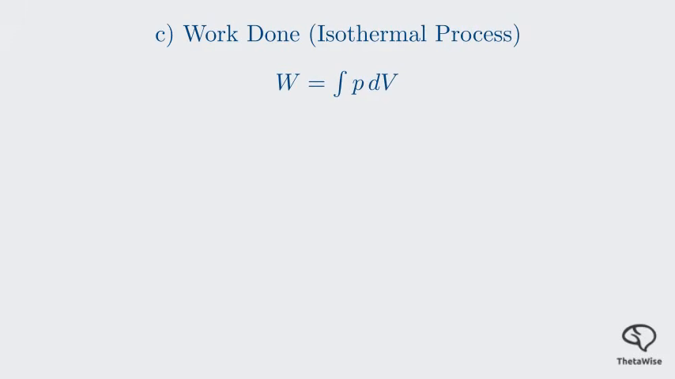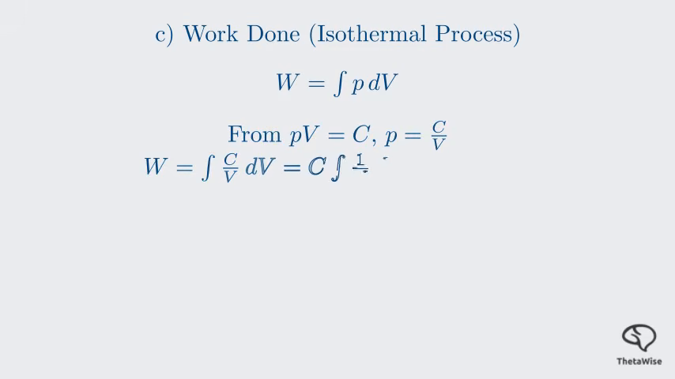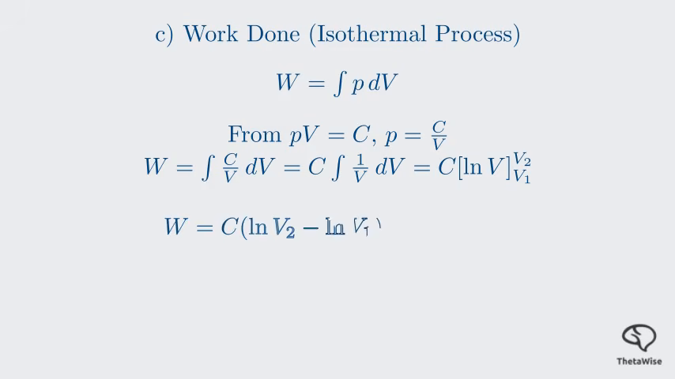The work done is given by the integral of pressure with respect to volume from the initial to the final state. We know that PV equals C, so we can substitute P equals C over V into our integral. C is a constant, so we can pull it out, and we're left with the integral of 1 over V, which is the natural logarithm of V. Evaluating the integral, we get C times the natural logarithm of the final volume over the initial volume.